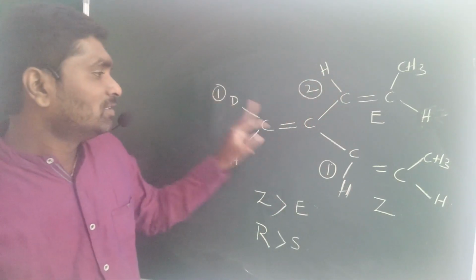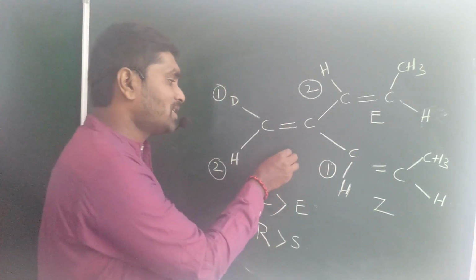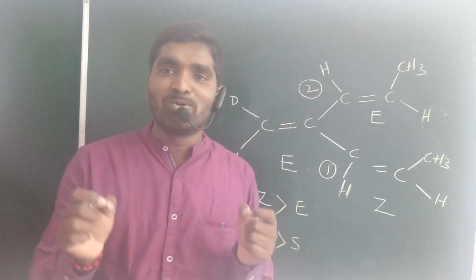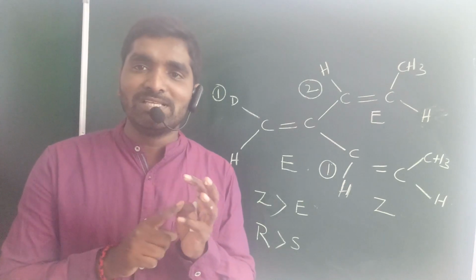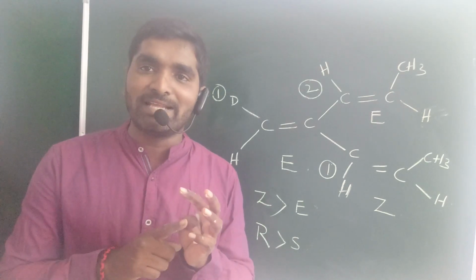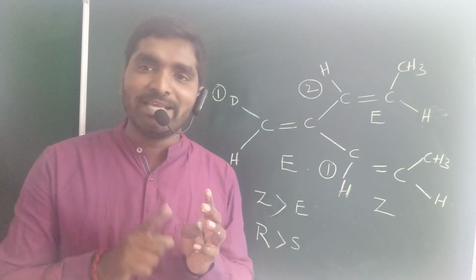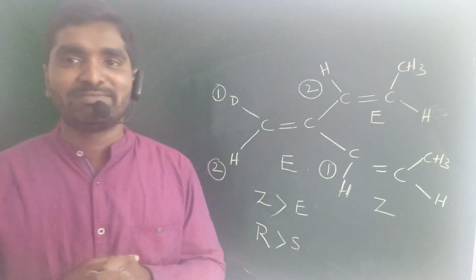So look at this one. The two same priority groups are present on the opposite sides. That means this isomer may be the E isomer, which is also more important in your competitive exams. So cis is a dominating factor when compared with the trans. R is a dominating factor compared with the S. Z isomer is a dominating factor when compared with the E isomer.